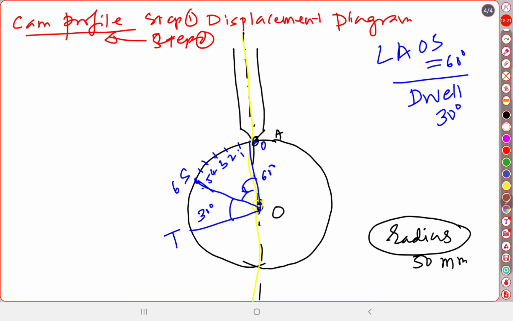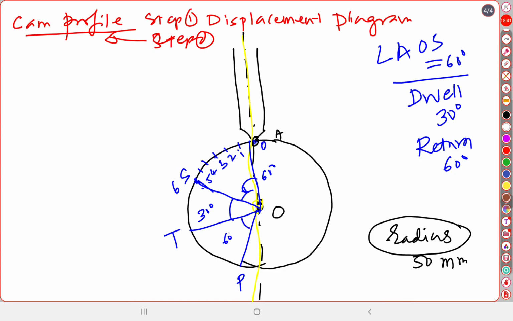I have to do no divisions to this dwell. After that there is a return stroke. The return stroke is given 60 degree. So the angle is T O and the last angle is P, like this.